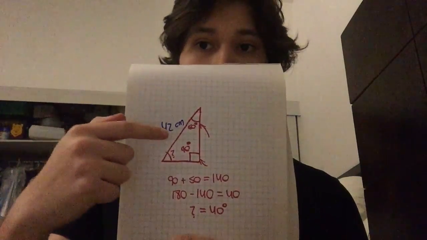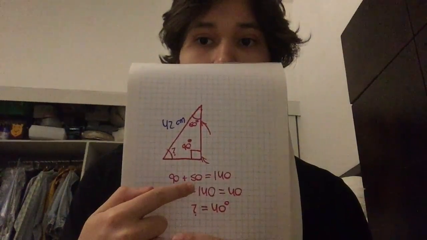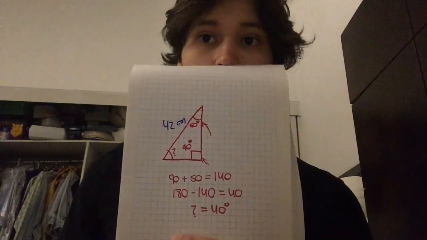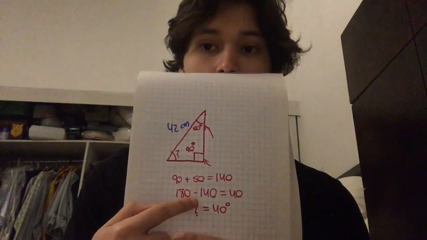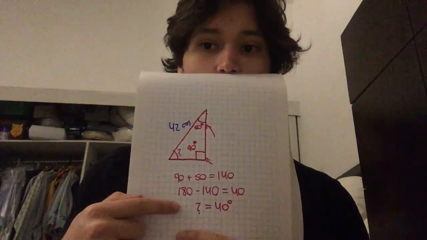And when they give you the other one, which in this case is 50, you just have to do 90 plus 50, which gives you 140. Now, a whole triangle will give you 180 degrees in total, so you just take 180 minus 140, and that will give you 40. So our missing angle is going to be 40. So that's basically all the angles in the triangle at this point.